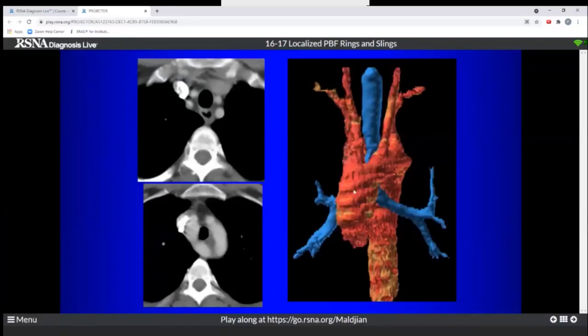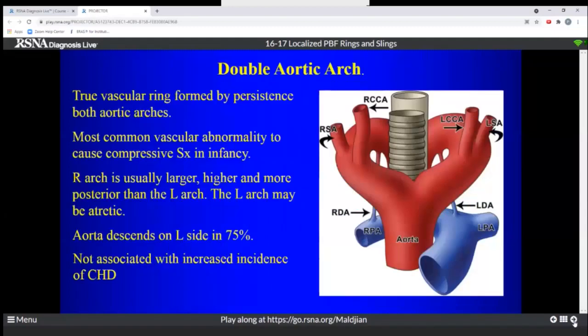So double aortic arch, the ascending aorta then splits into the right and left arches. Great vessels arise symmetrically from that, and then they reunite to form the descending thoracic aorta, and this forms a complete vascular ring and can result in compression of the trachea. So with double arch, we maintain the embryology here, and this is the most common vascular abnormality to cause compressive symptoms in infancy. The right arch is usually larger, higher, and more posterior than the left arch. Usually the aorta descends on the left side.